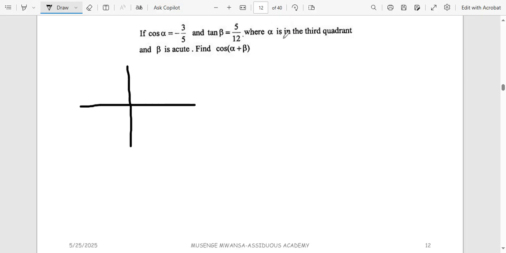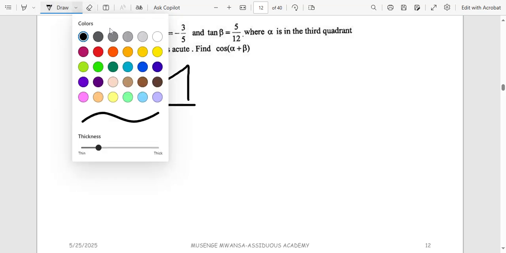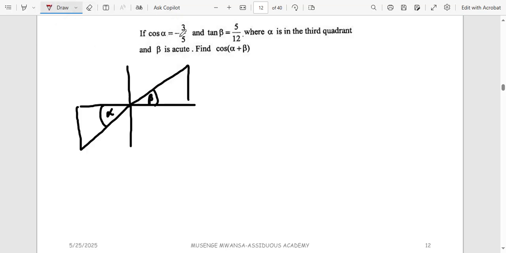We've been told that alpha is in the third quadrant. So it's going to be here. This is where alpha is. Beta is acute, so beta is here. We know that cos alpha is negative 3 over 5, and cos is adjacent over hypotenuse. So the adjacent is this side. The hypotenuse is going to be this side. But remember, it's negative. And I said that the side that is always hypotenuse is never negative.